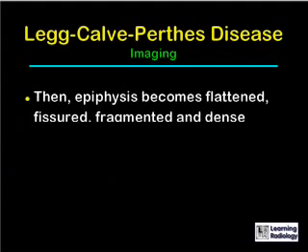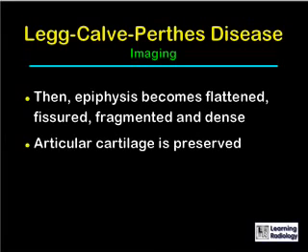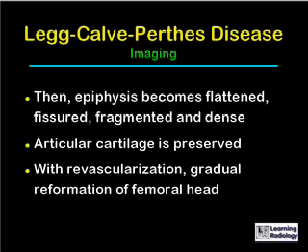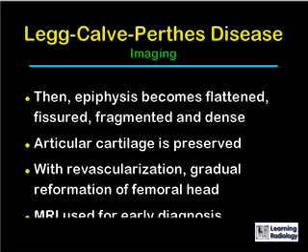Then the epiphysis goes on to become flattened, fissured, fragmented, and dense. Throughout this process, the articular cartilage is usually preserved. And with revascularization, there can be gradual reformation of the femoral head. MRI is being used for early diagnosis of Legg-Calvé-Perthes disease.